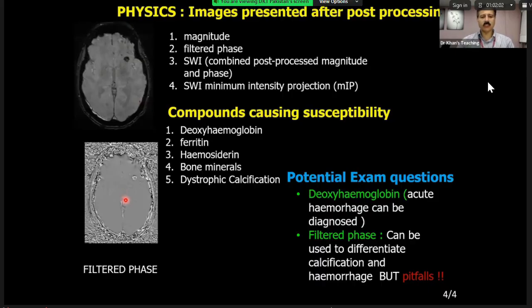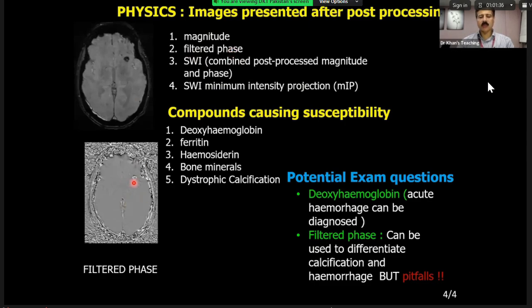A bit of physics is involved. When you do an SWI sequence, you can post-process them into various kinds of sequences: magnitude, filtered phase, SWI, combined post-processed magnitude and phase, and SWI minimum intensity projection. Out of this, filtered phase will give you this kind of an image.